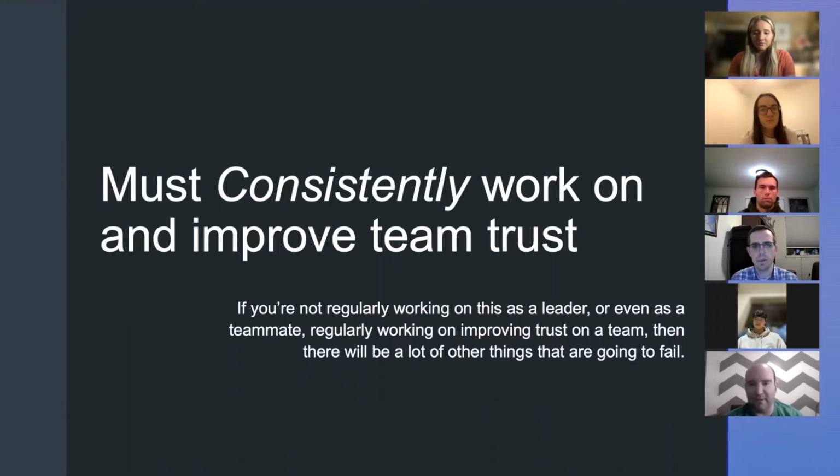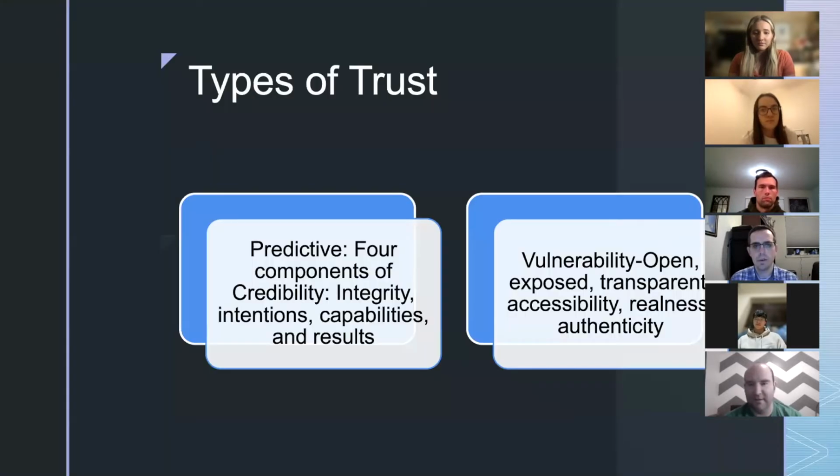And then on the next slide here, there's 2 types of trust. There's predictive-based and vulnerability-based trust. The predictive, often it can come first. There's 4 components: credibility, integrity, intentions, and capabilities that lead to results. Predictive is often you just know how someone will act in a situation.